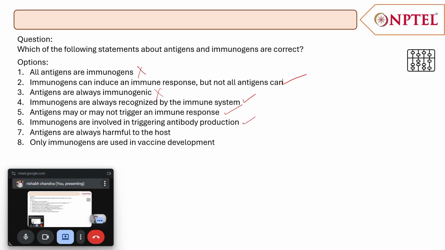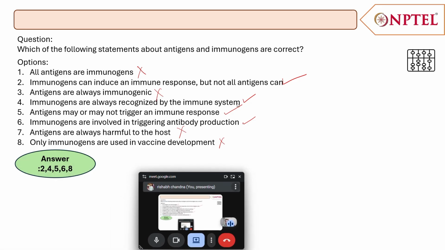Immunogens are involved in triggering antibody production. Yes, technically. Antigens are always harmful to the host. No. Only immunogens can be used in vaccine development. Technically, this is wrong. Okay, so the correct statements are 2, 4, 5, 6, and 8. So 8 can be correct but can be wrong, because immunogens are not the only ones used in vaccine development. Although they elicit an immune response, so it can be considered.